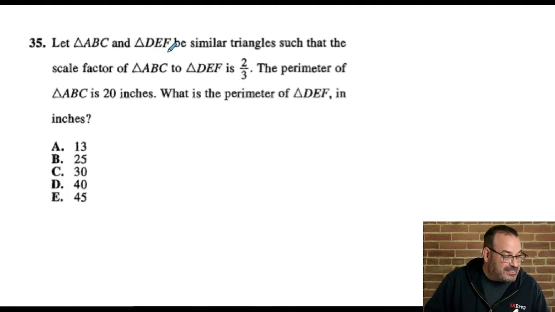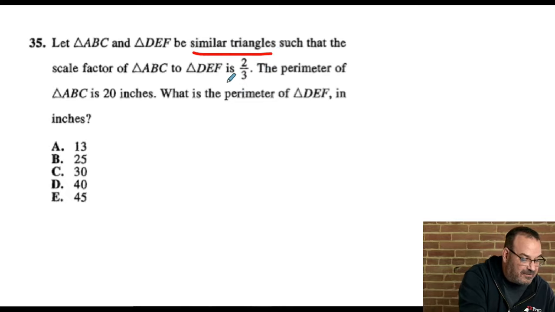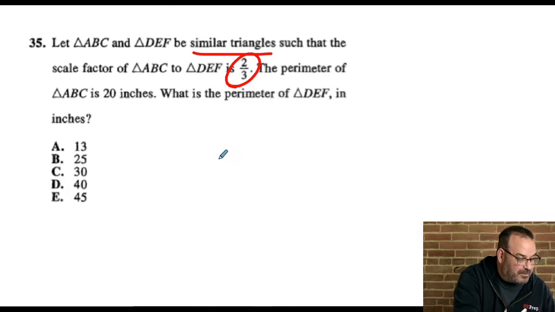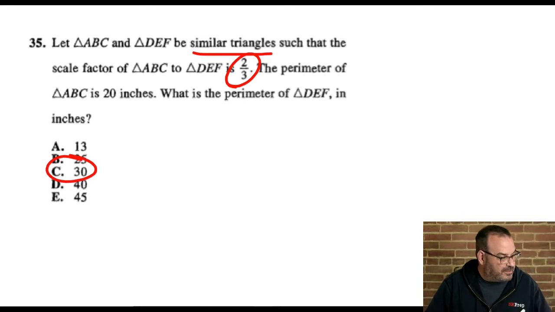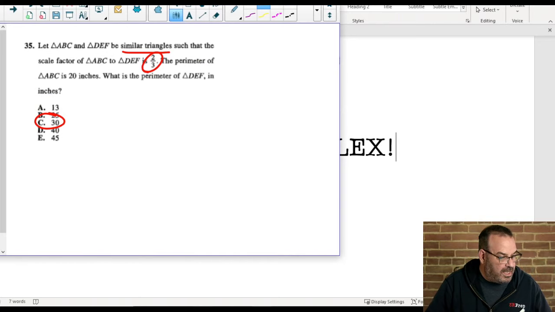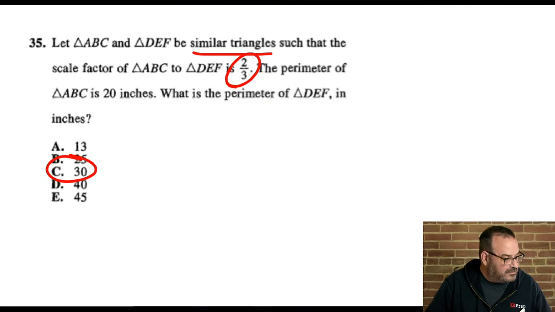ABC and DEF are similar triangles such that the scale factor is 2 to 3. The perimeter is 20 inches. What's the perimeter of DEF? 30. 2 to 3. 20 to 30.